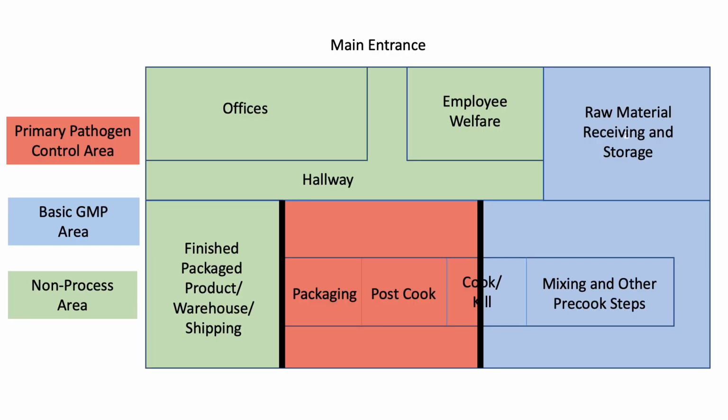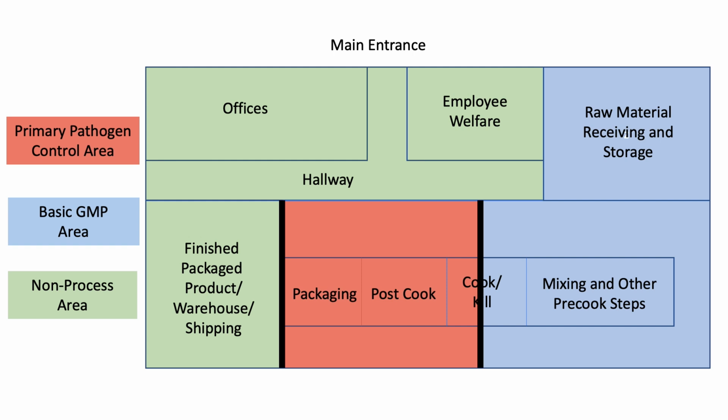You should have already mapped out your facility and separated it into different hygiene areas. In this example, the green non-processing areas include offices, a hallway, the restrooms and break room, and the finished product warehouse and shipping area. The blue indicates the basic GMP area that includes raw material receiving and storage, mixing, and pre-cook steps. The raw materials then enter the cook step.